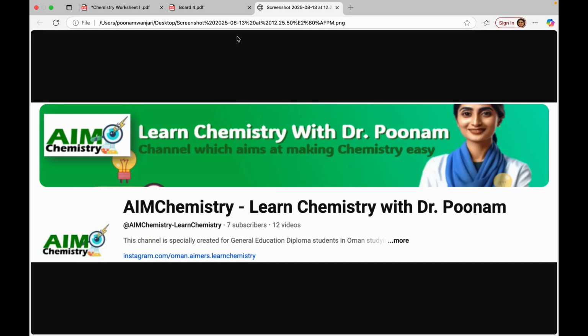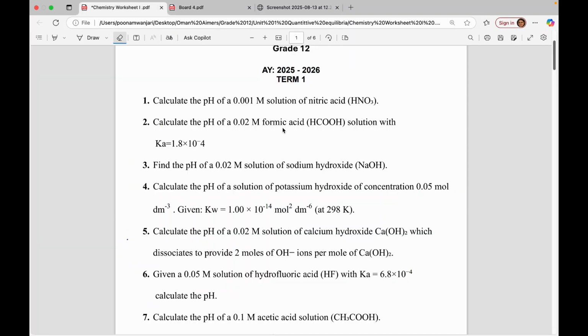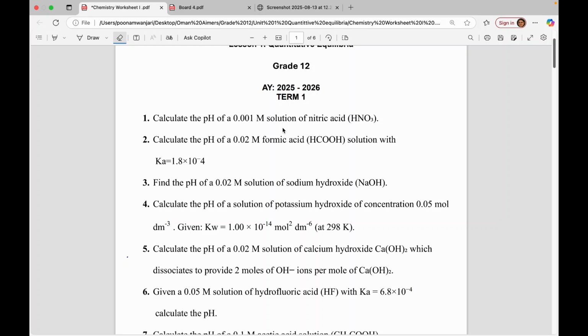Today we are going to solve some problems on calculation of pH for strong acid, strong base and weak acid. This is a combined worksheet for pH calculation for strong acid, strong base and weak acid. So without wasting time, let us start with the first problem.